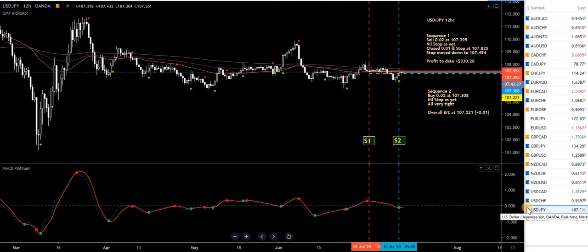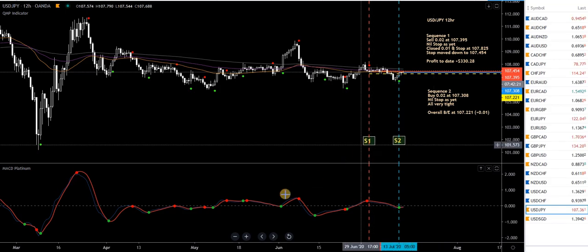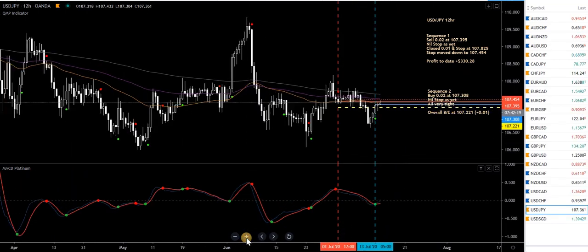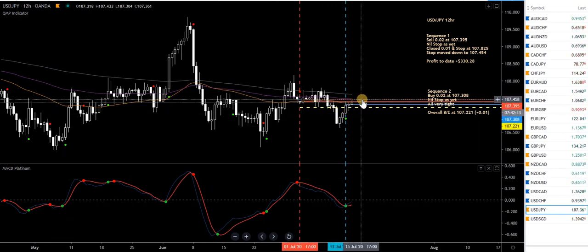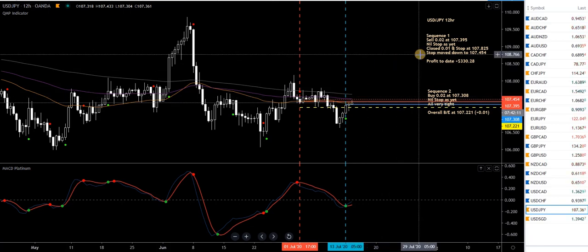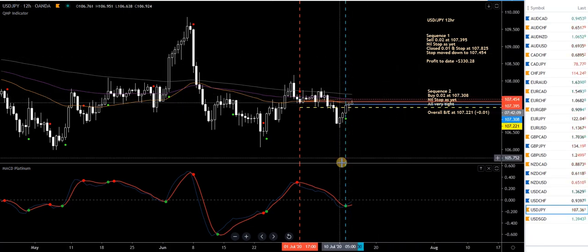USD Japanese yen. What have I got here? It's all very messy in here. I'll make this a bit bigger because it's a bit of a dog's breakfast. So sequence 1 is this sell. I'll move my stop down to 107.454, which is getting ugly.